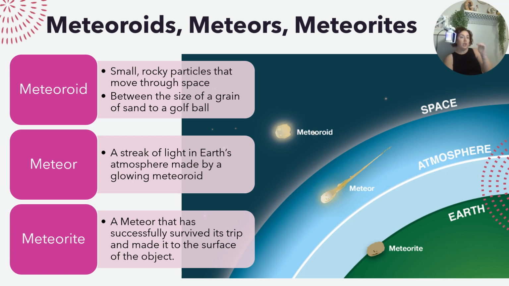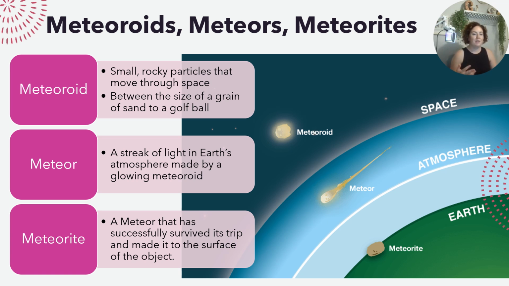Once a meteor then falls to Earth, okay, the second that rock touches Earth's surface, it is now considered a meteorite. Okay, a meteorite is a meteor that has successfully survived a trip and made it to the surface of whatever object it was being hurtled toward.